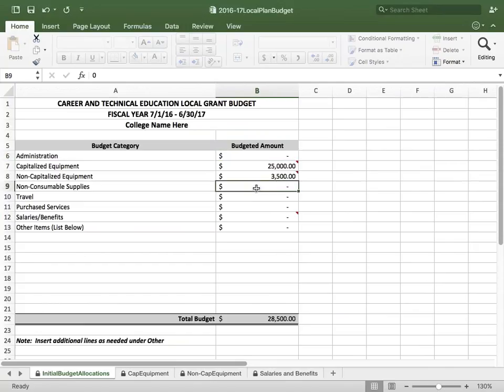Now, non-consumable supplies. You don't have an extra worksheet with this, so you can just come in and say we're going to estimate that we're going to take $6,000 that's going to be used for non-consumable supplies.